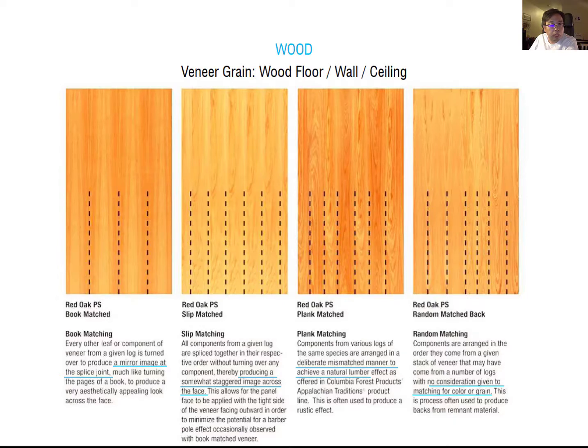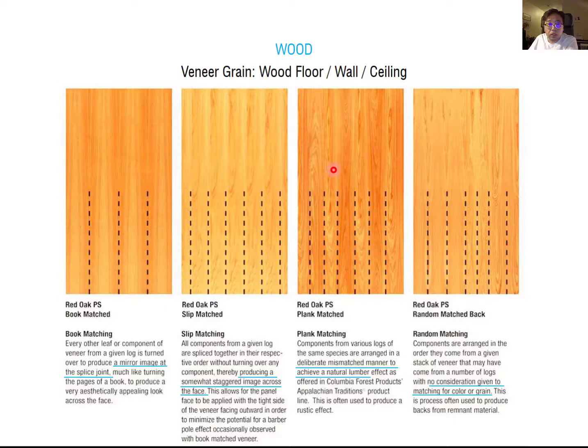What about the slip matching? The slip matching produces a staggered image across the face, having the same face over and over to make out the pattern. The plank matching is a deliberate mismatching manner to achieve a natural lumber look. If you want a more continuous pattern, you might consider using the plank matching. So it's simply a mix matching manner to make this continuous pattern.